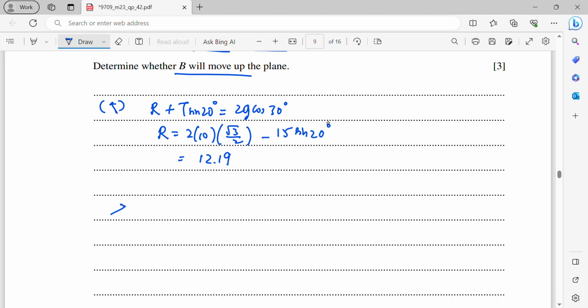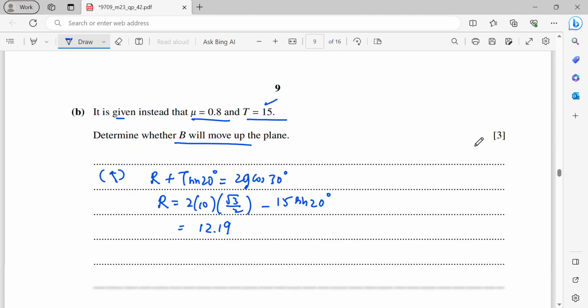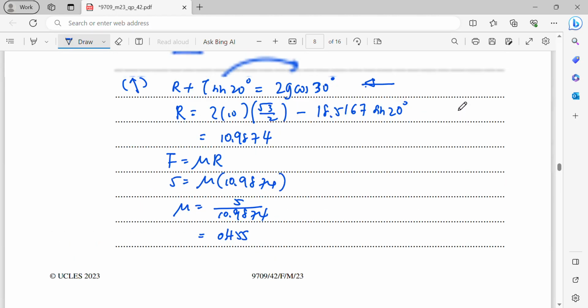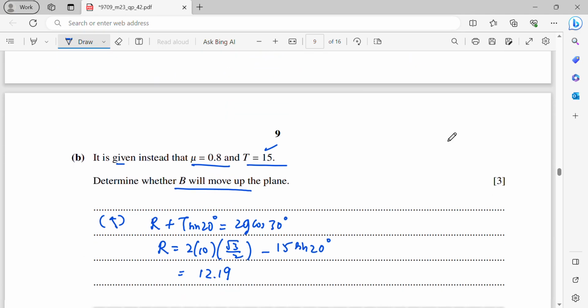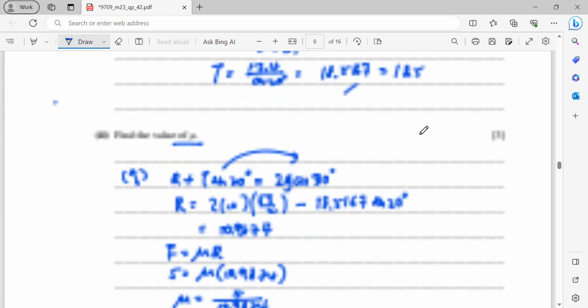Now again, I refer to the forces that are in the direction of the plane. So when you refer back to here, it is almost the same, but you cannot use back this A, you have to recount the A. And this F you have to recount. Then the rest you can just copy. So I will write T cos 20 degrees minus 2g sine 30 degrees, plus the F here.